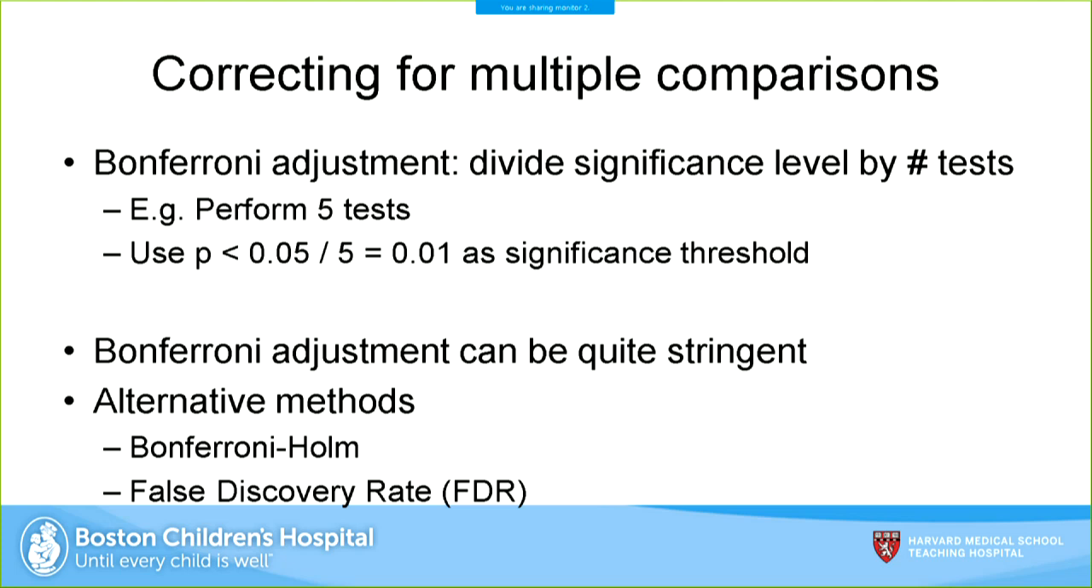And this has been kind of broadly applied. It's fairly stringent, so it's a very conservative threshold. And there are some alternative methods, which I'm not going to talk about. I just want to highlight there's a Bonferroni-Holm method and the false discovery rate.